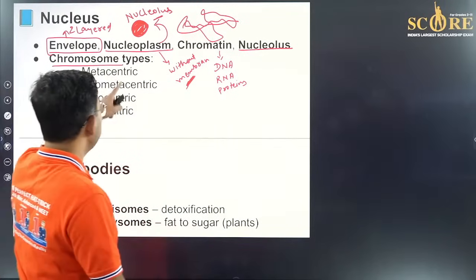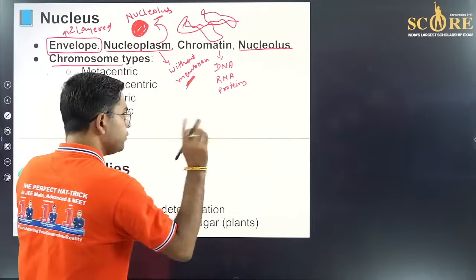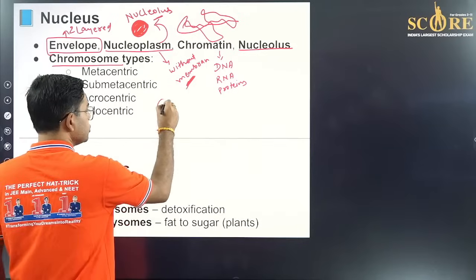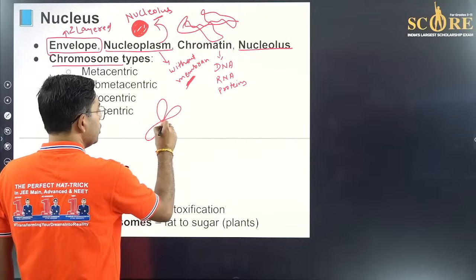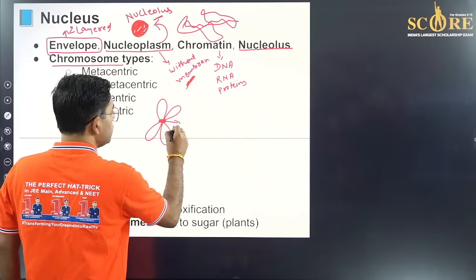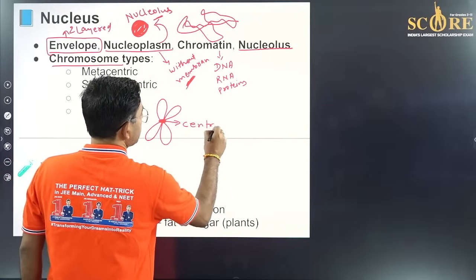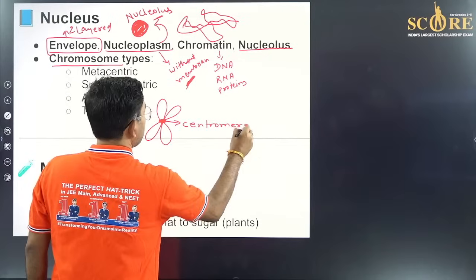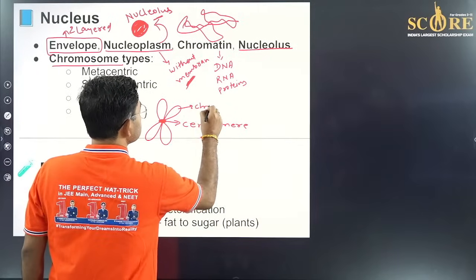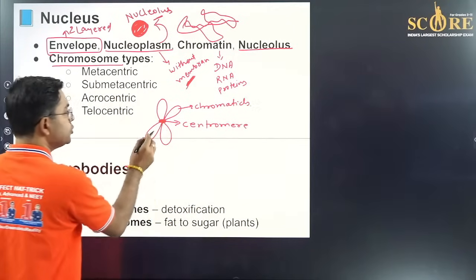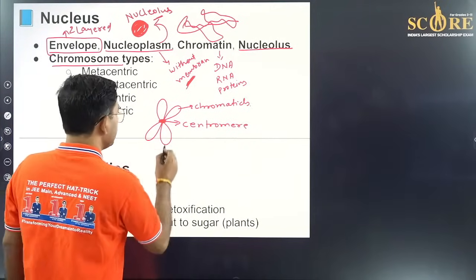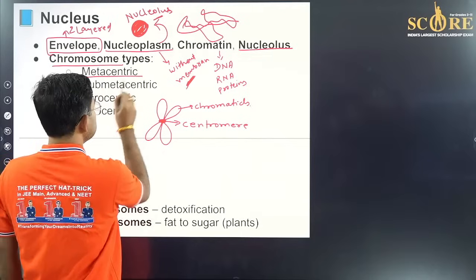Then the chromosome types. Chromosome can be metacentric; now let's first understand the structure of the chromosome and then I will explain. Let's say this is the chromosome. So the central part is called the centromere and these are the chromatids, right? Now if this centromere is at the center, then it is called metacentric.